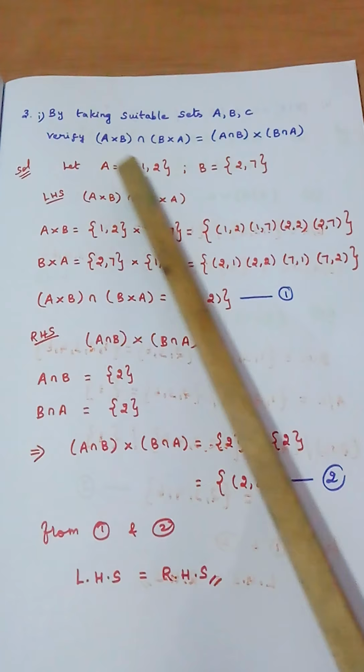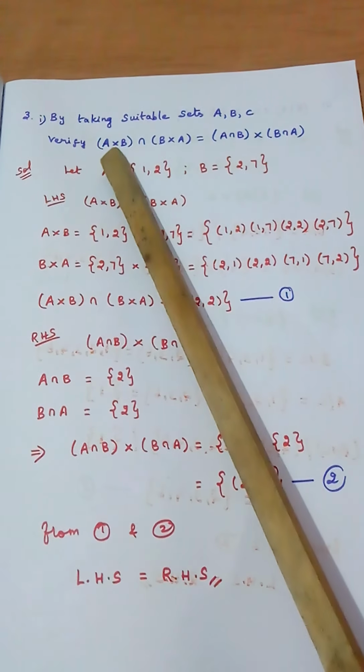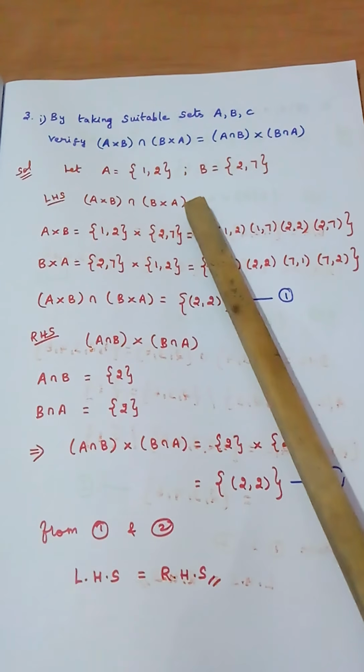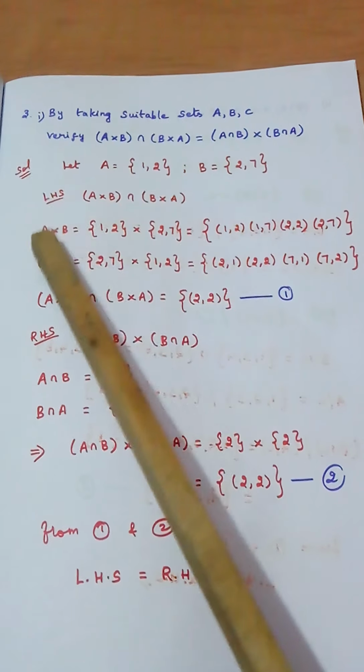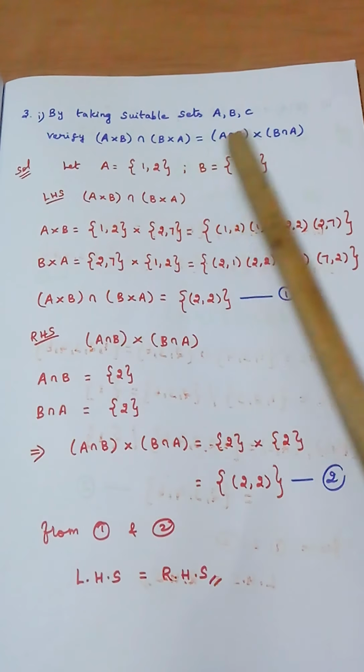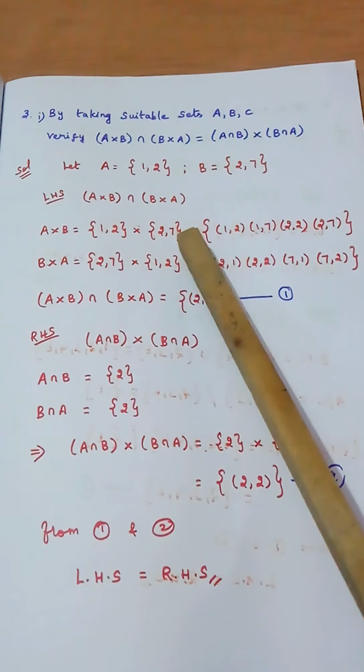Now we are going to verify this result. So first I am writing LHS. What is LHS? The left hand side. A cross B intersection B cross A. I am going to go quickly now. First I will try to find out A cross B. So I have written the set A first: 1, 2. Cross B means 2, 7.